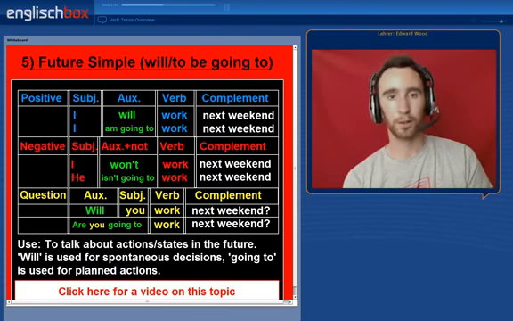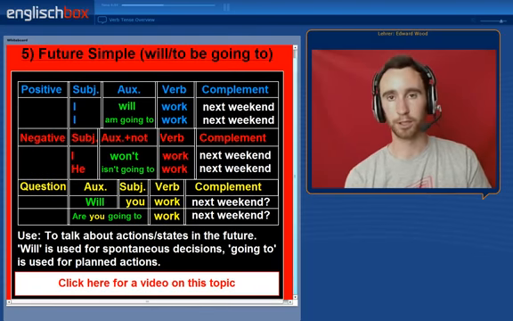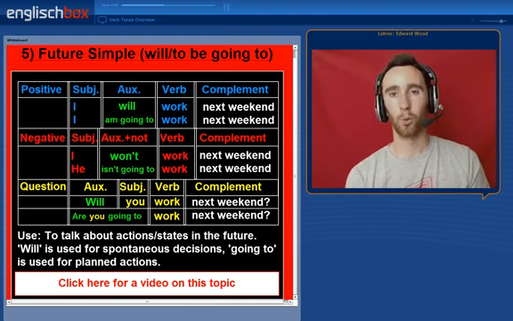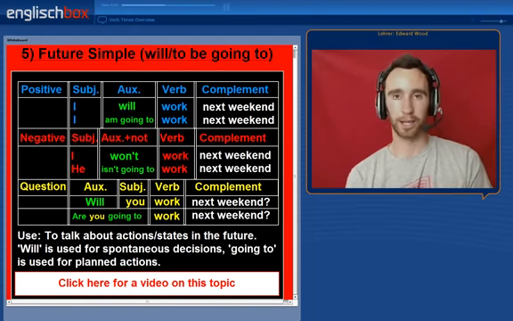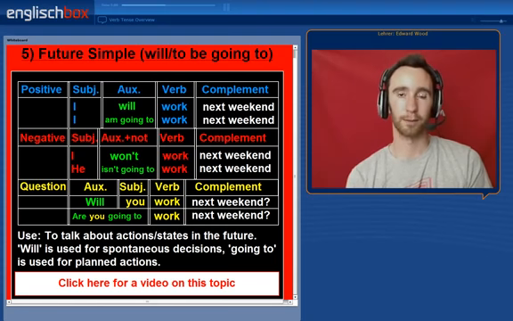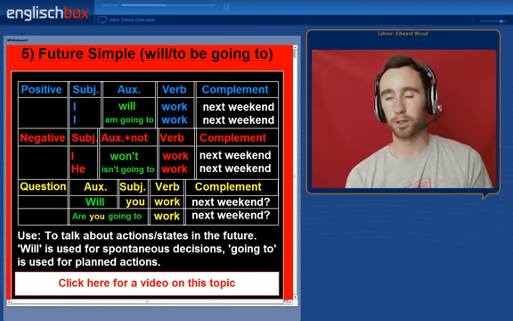So moving on now to the future tenses, we have the future simple. Here you have two options, with will or with going to. So with will, you just need to use will as the auxiliary. I will work next weekend, which is then followed by the infinitive. But you can also use going to. I am going to work next weekend.